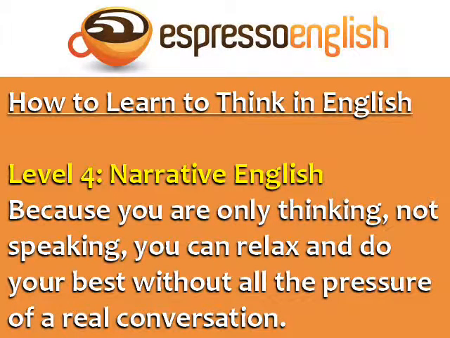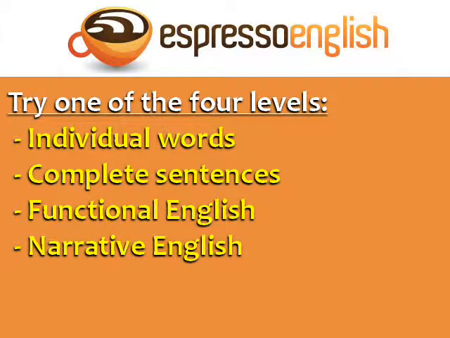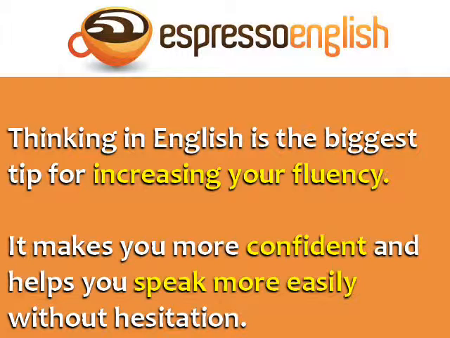Because you are only thinking, not speaking, you can relax and do your best without all the pressure of a real conversation. I hope you can see that you don't need to be super advanced to learn to think in English. You can start today. Try one of the 4 levels this week: thinking in individual words, complete sentences, functional English, or narrative English. Thinking in English is the biggest tip for increasing your fluency because it makes you more confident and helps you speak more easily without hesitation.